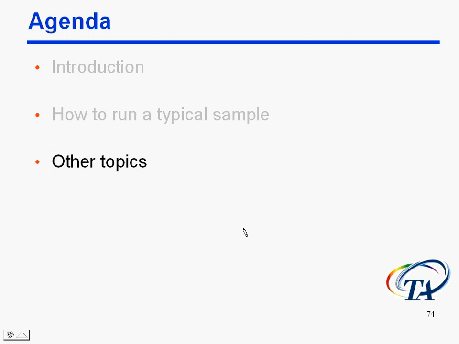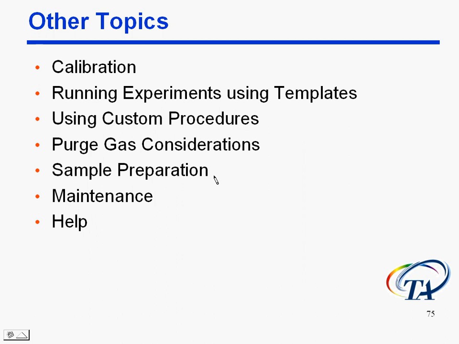Okay, now we've gone through introduction and how to run a typical sample. Let's go through some of these other topics. Here's the other topics that we're going to cover. We're going to cover calibration. We're going to talk about running experiments using templates instead of using the wizard. We're also going to talk about using custom procedures and saving custom procedures. Then we're going to talk about some purge gas considerations, sample preparation, some maintenance issues, and then help. Now when we get to help, we're going to talk about the help that's built into the software, plus also give you some general numbers that you can call at QA Instruments to get further help.